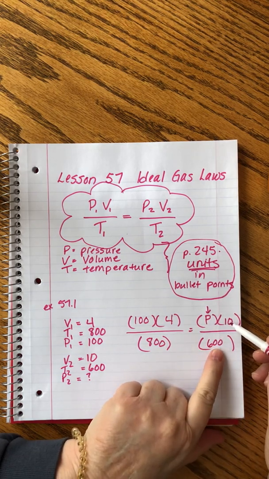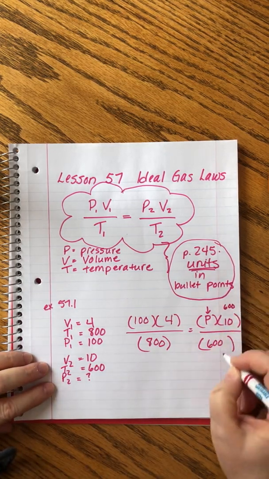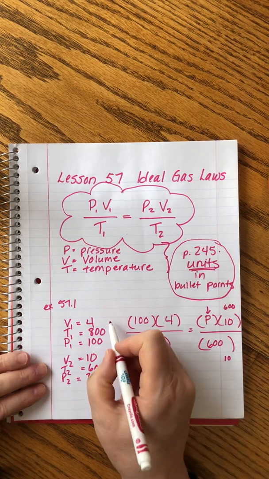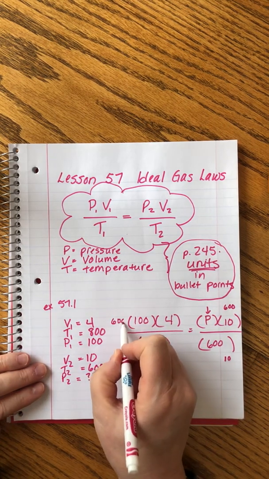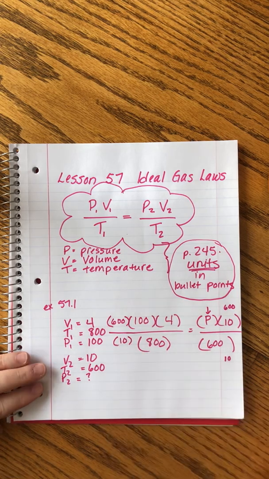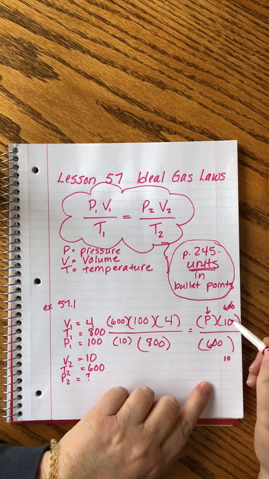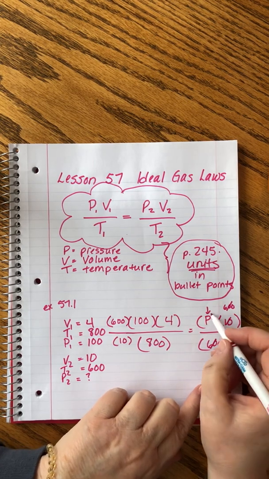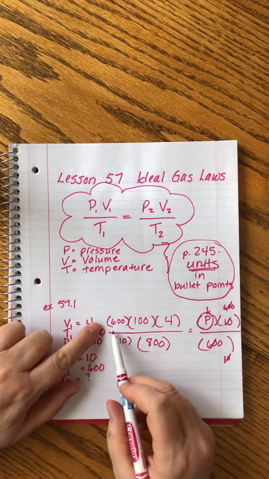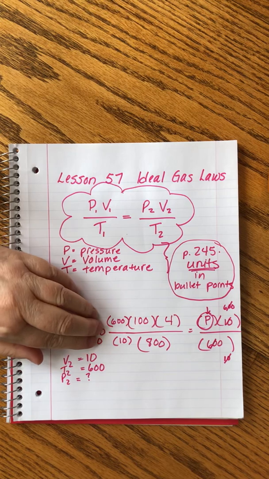So I'm going to multiply this by 600 over 10. I'll write the 600 up here and the 10 down here, and then over here I'm going to write it a little bit differently. 600 over 10. Okay? So now my 600s cancel, my 10s cancel, my P's by itself, and all I have to do to finish this is simplify this big clump of numbers. So that's what I'm going to work on.